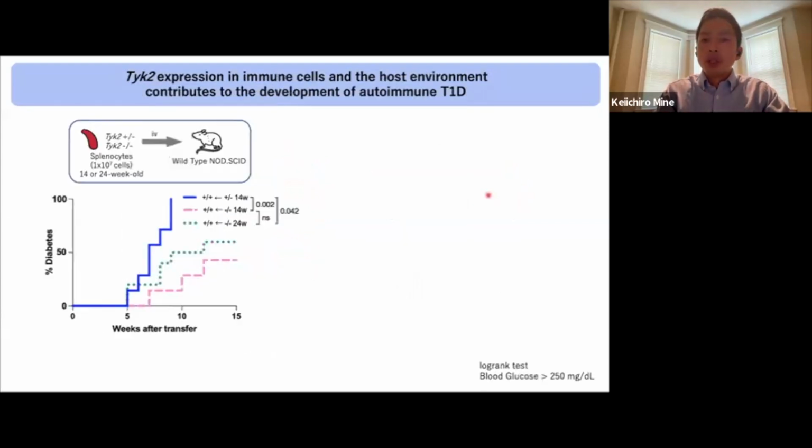Next, to determine whether TYK2 expression is important in immune cells or the environment, we performed transfer experiments. NOD-scid mice transferred with TYK2 hetero knockout splenocytes developed diabetes, but mice receiving TYK2 knockout splenocytes had reduced diabetes incidence. These results suggest that TYK2 expression in immune cells is important for the development of autoimmune type 1 diabetes.